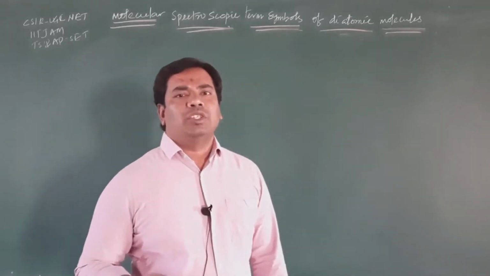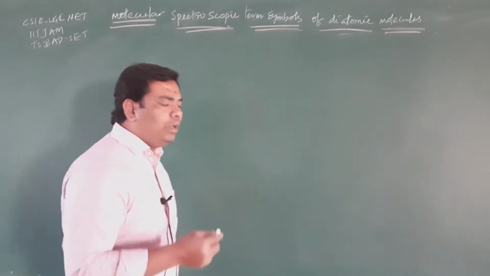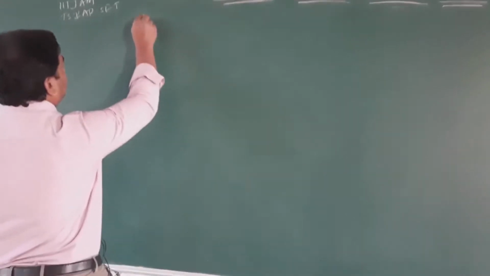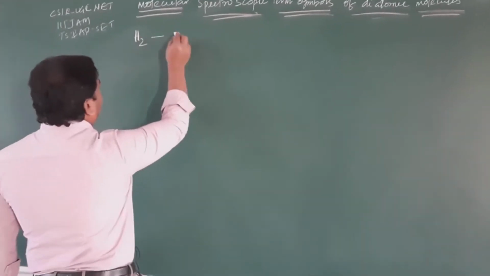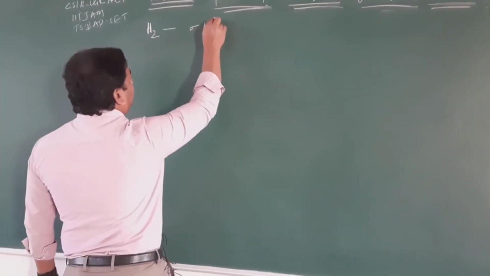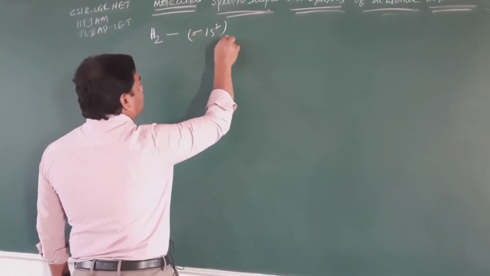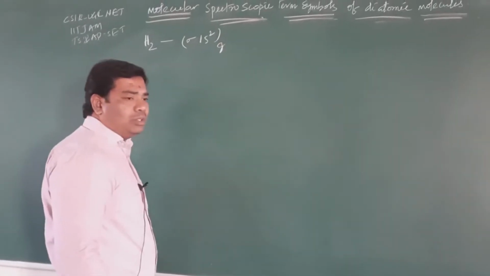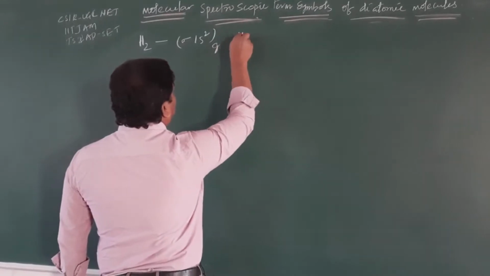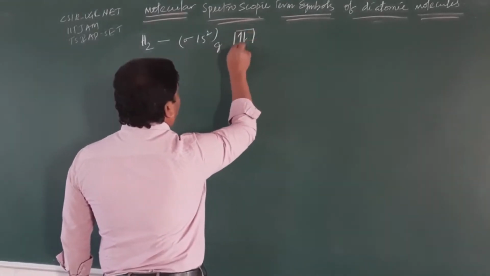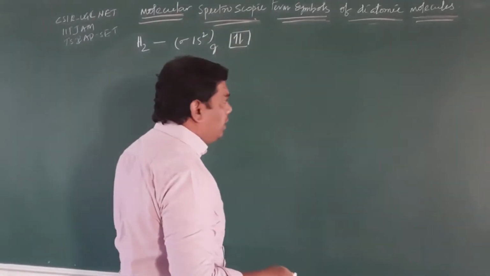the molecular spectroscopic term symbols of various diatomic molecules. Clear? So first example we will take H2. Okay, so we know very well, so that is sigma 1s2, so this is gerade, sigma 1s2, that is gerade. Okay, clear student here? So the 2 electrons are in 1s orbital.